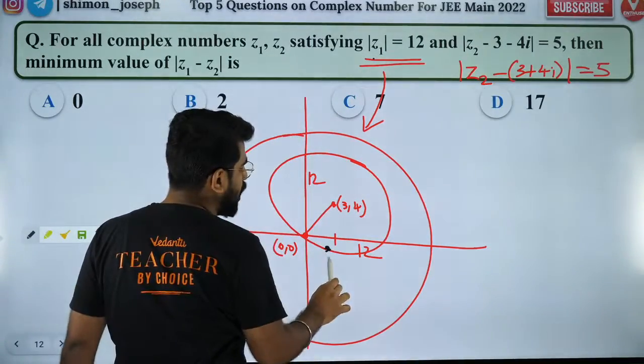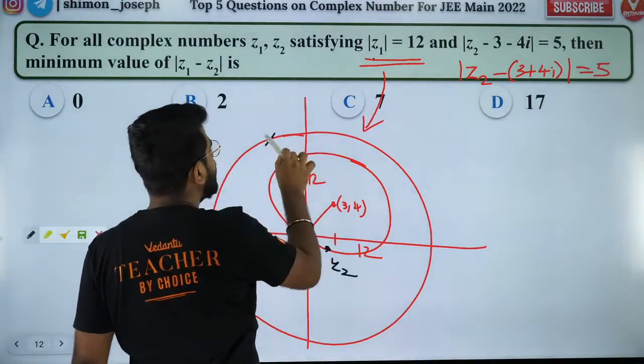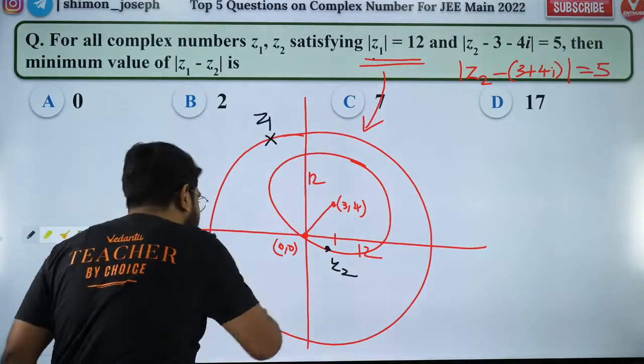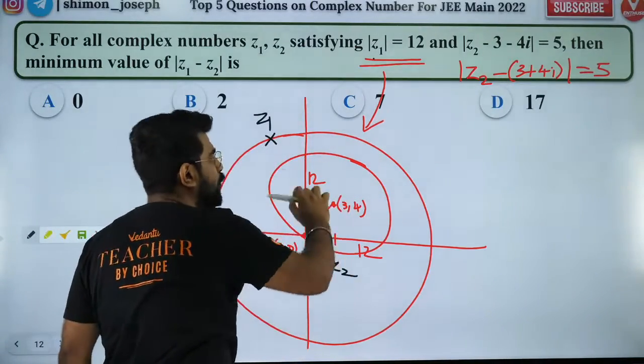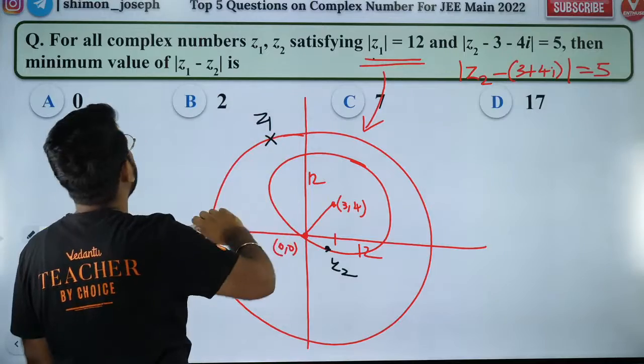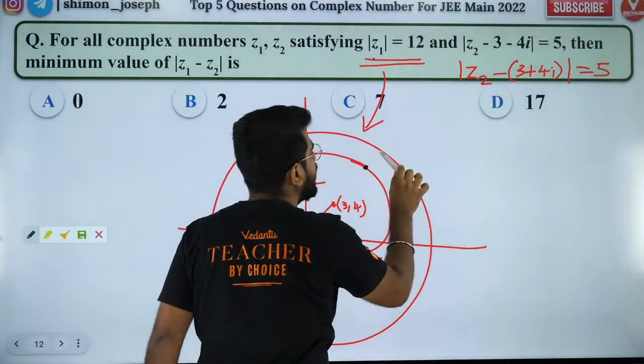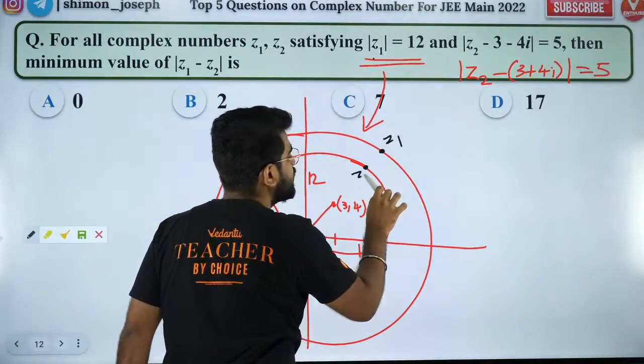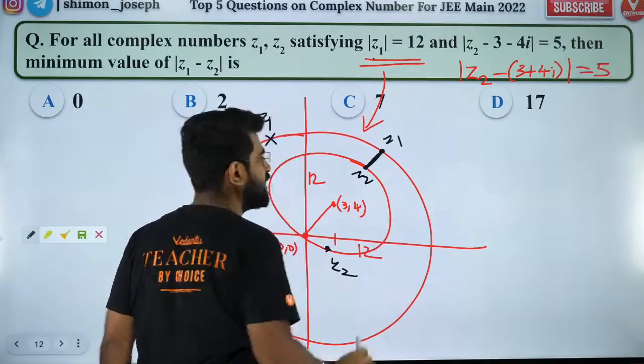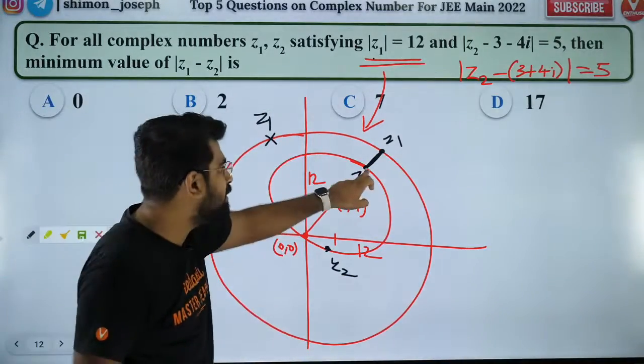So Z2 moves along this circle and Z1 moves along this circle. Z1 will keep moving like this. Z2 will keep moving like this. When will their distance be minimum? Their distance will be minimum over here. When Z1 is here, Z2 is here. This is the minimum distance. Correct now? So what is that minimum distance?